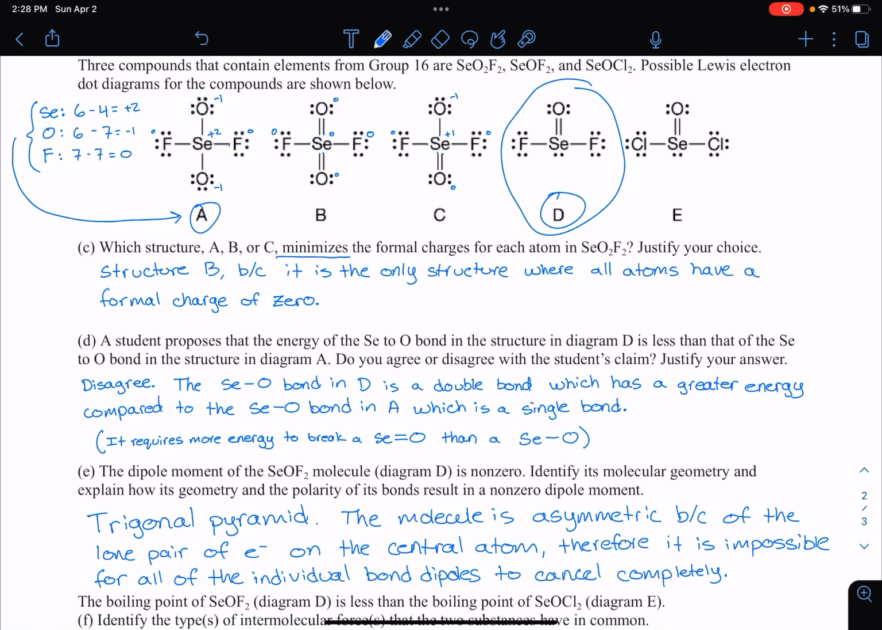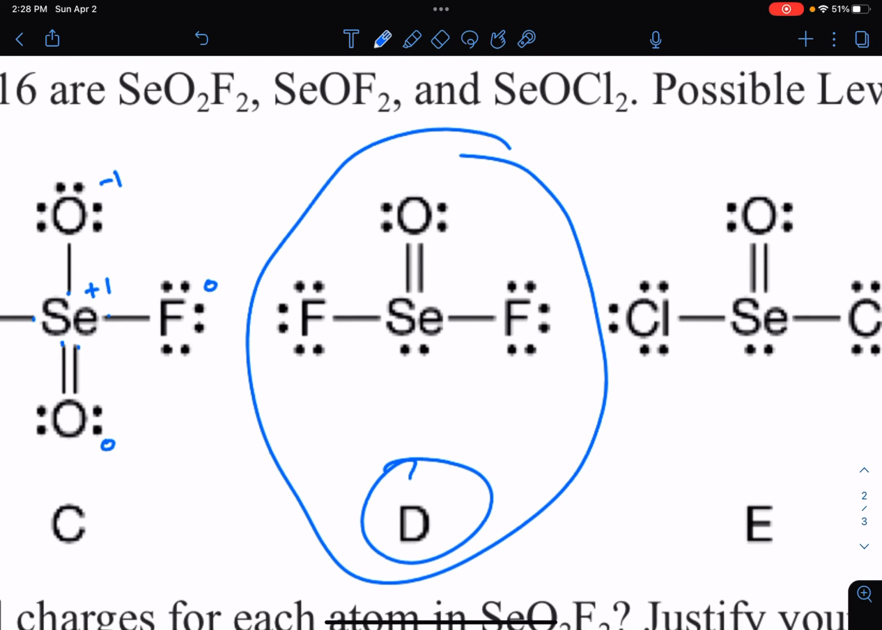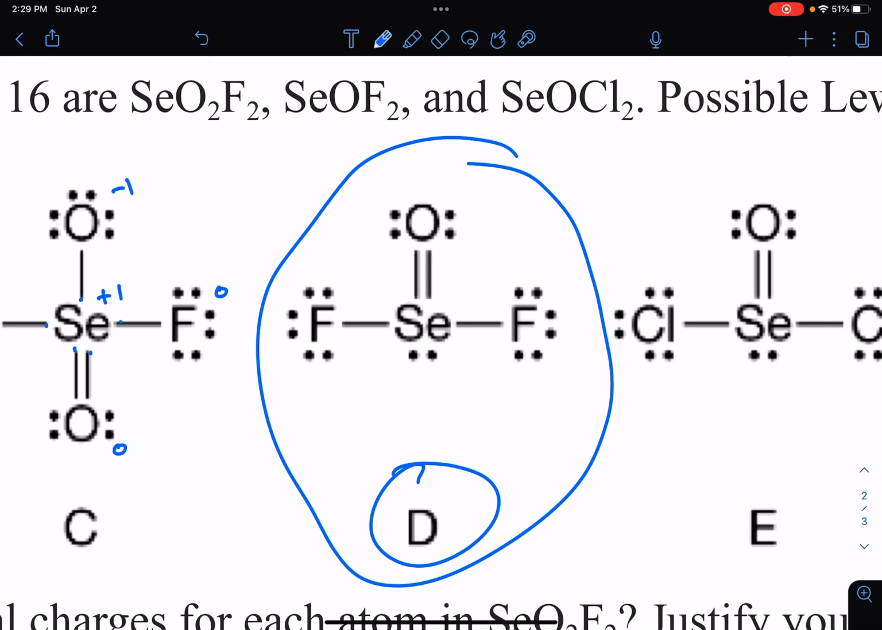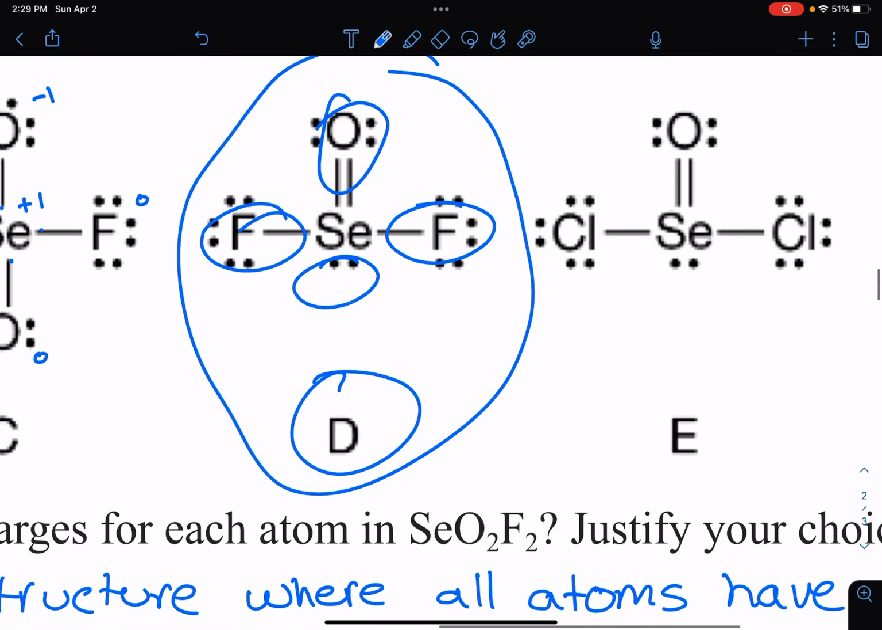Therefore, it is impossible for all of the individual bond dipoles to cancel completely. There are 4 electron domains around selenium: 1, 2, 3, 4. The lone pair counts as an electron domain. So its electron geometry would be considered tetrahedral.